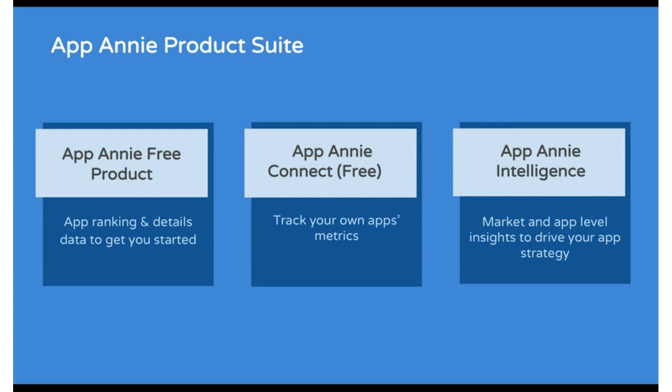Right, now let's take a look at the App Annie suite. The App Annie suite can be categorized in the following manner. Firstly, we have the App Annie free product for tracking app rankings and data to get you started. Then secondly, we have the App Annie Connect product, which is basically a product that allows you to track your own app's metrics. And finally, the App Annie Intelligence platform to help you better understand market and app level insights to drive your app strategy.